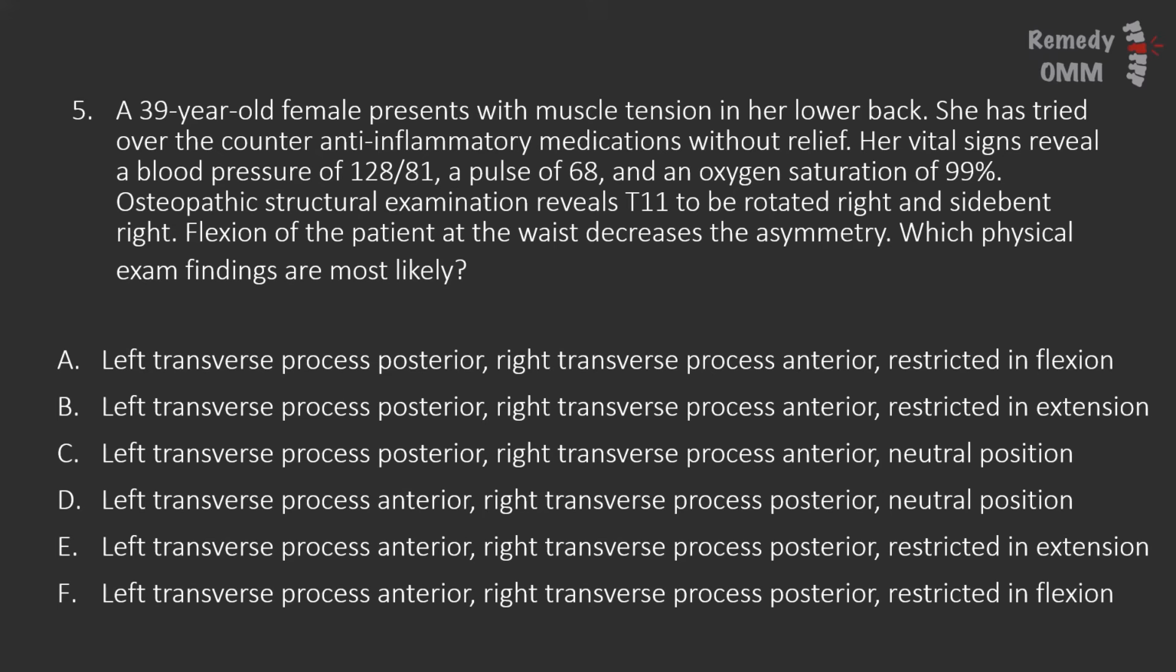Okay, so we have T11 this time, rotated right and side bent right. Flexion decreases the asymmetry, so that means she prefers flexion. Okay, so what physical exam findings would we notice? Well, if we are rotated right, then we know that our right transverse process is posterior and our left transverse process is anterior. So these three choices are wrong. Now the question is, which direction are we restricted? Well, if the patient prefers flexion, that must mean that they are restricted in extension. So the answer here is E.